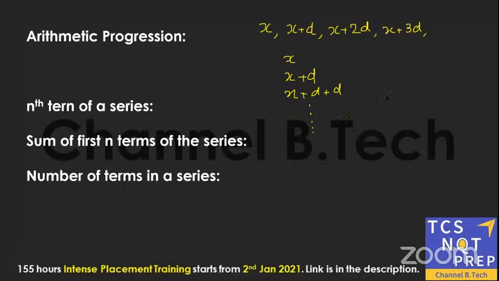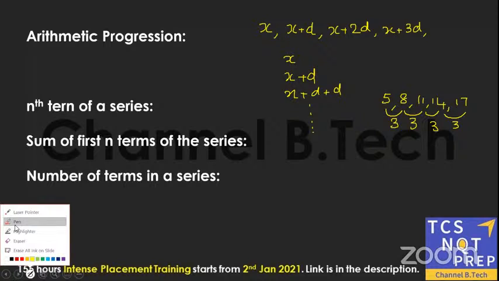For example, let us say 5, 8, 11, 14, 17, and so on. The difference between 5 and 8 is 3. The difference between 8 and 11 is 3. The difference between 11 and 14 is 3. The difference between 14 and 17 is 3. Like this, the successive terms will have a difference which is common throughout the series. These kinds of series are called arithmetic series or arithmetic progression.